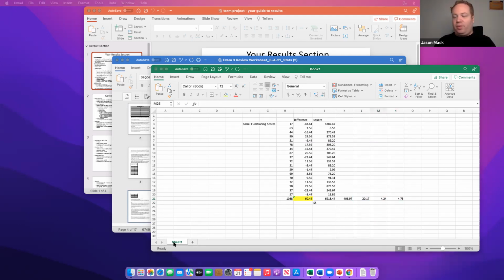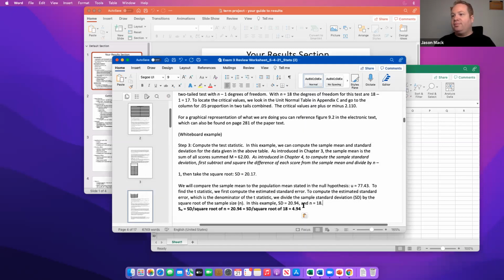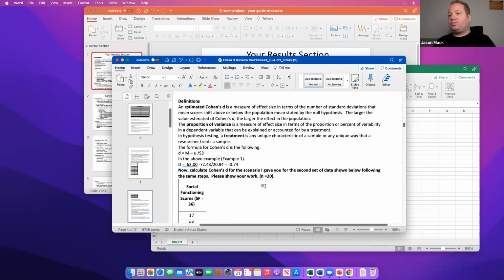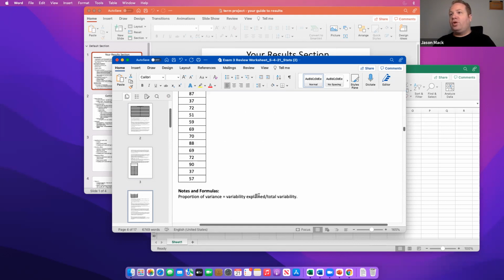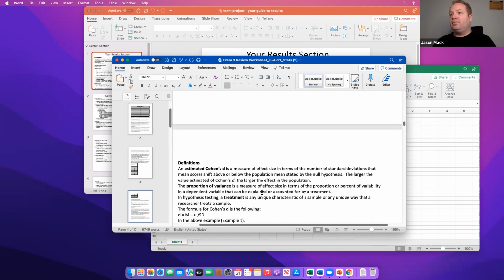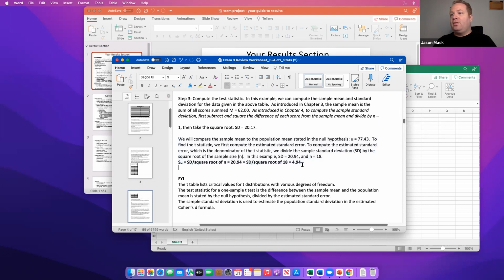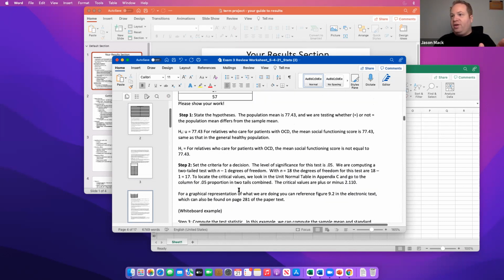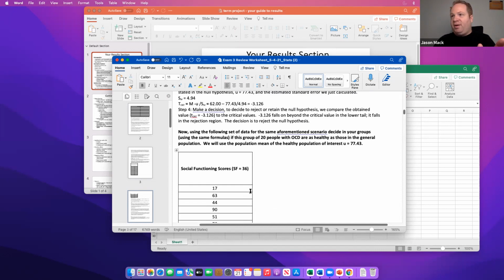Okay, so if we go back to our Word document. So we do all of this in terms of showing our work. Okay, so this is 20.17. And then this is 4.75. Okay, so now we have our standard error. Should be pretty straightforward, hopefully. If you have questions, shoot me a text, send me an email.